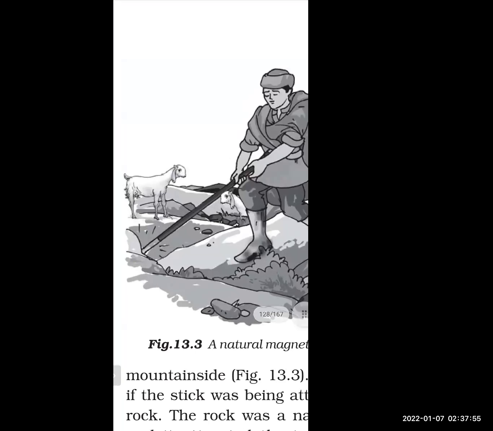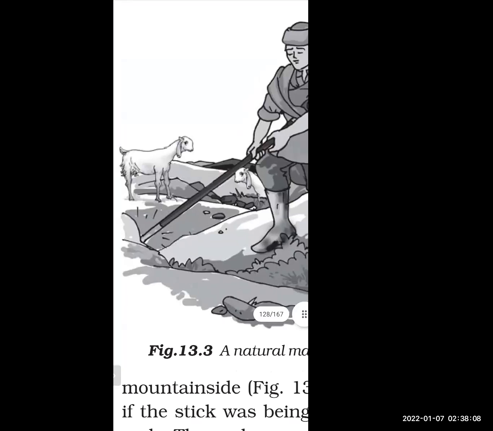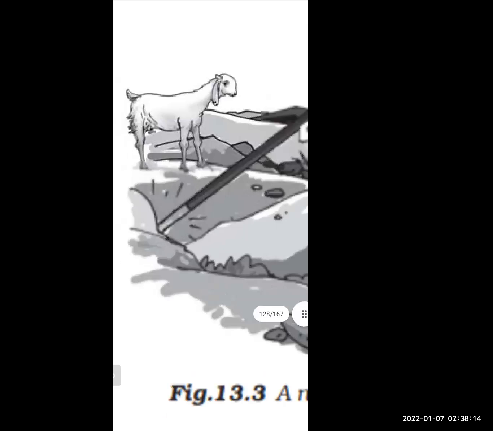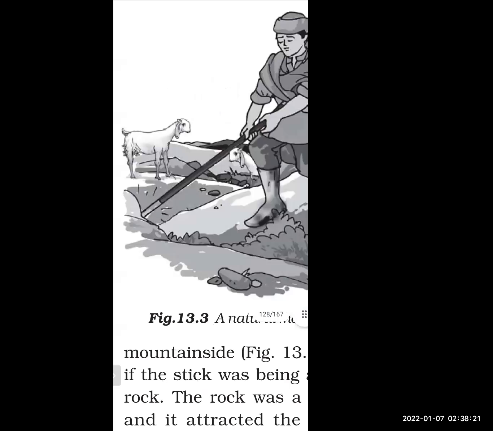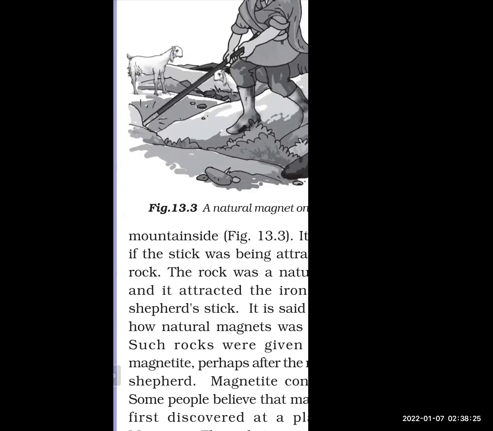And when he was controlling goats and sheep, he found that this stick is sticking to some object, as shown in the figure. And what is the object? Then this rock was given the name natural magnet.